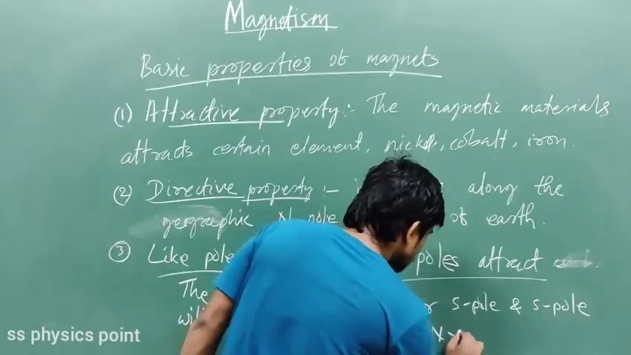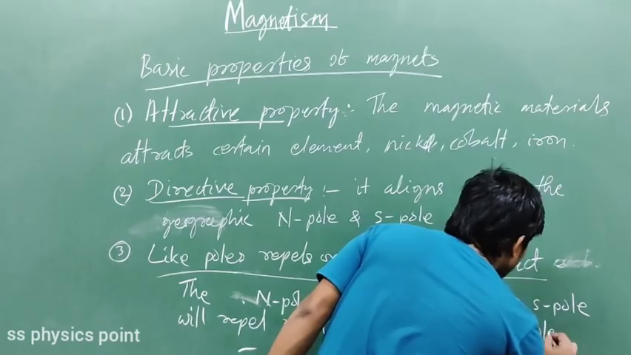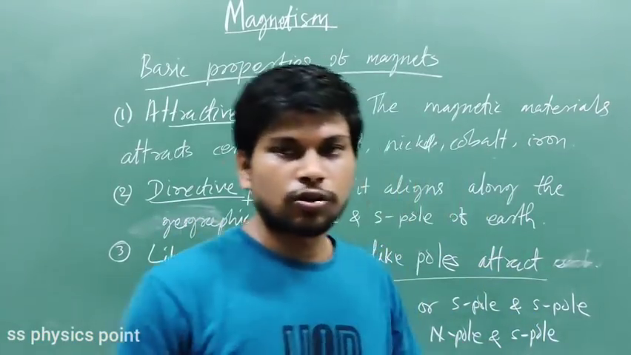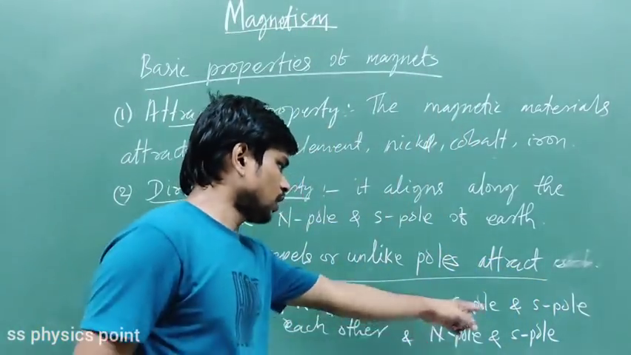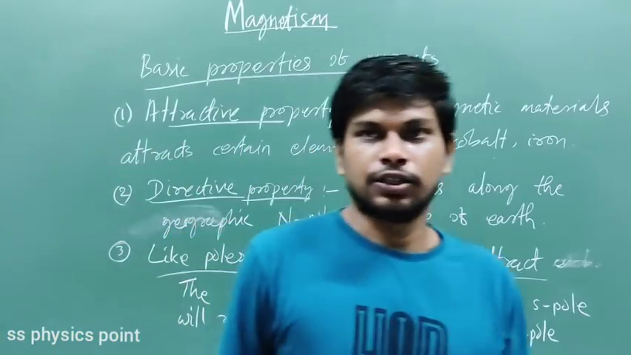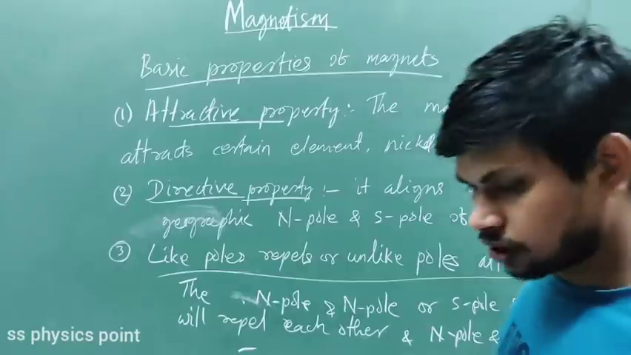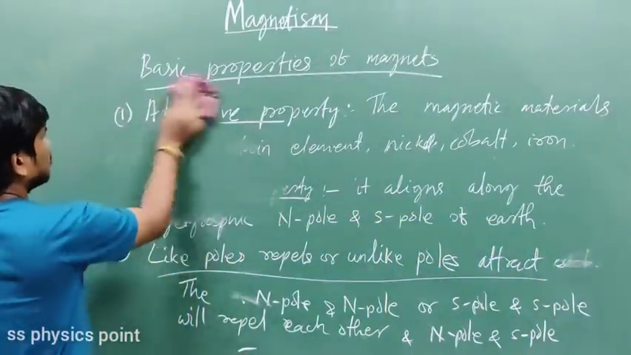And north pole and south pole attract each other. Between the north pole and south pole, which force will act? Attractive force. So north pole and south pole attract each other. Just write these points. Then one more property we are going to study. I am erasing. Then one more thing.